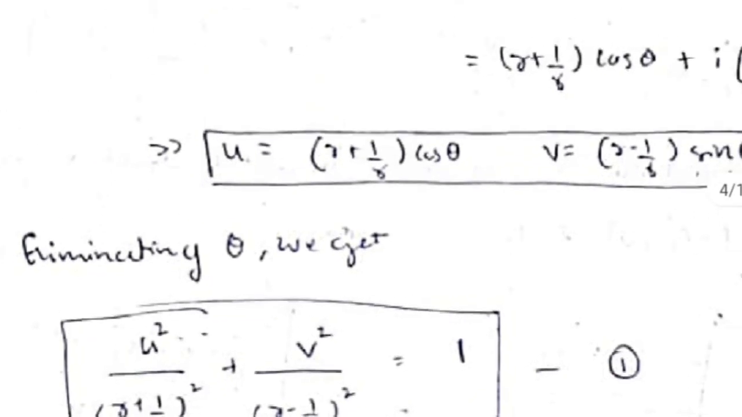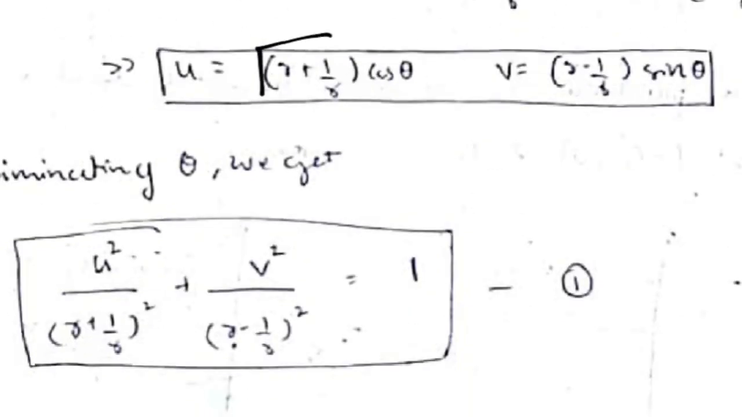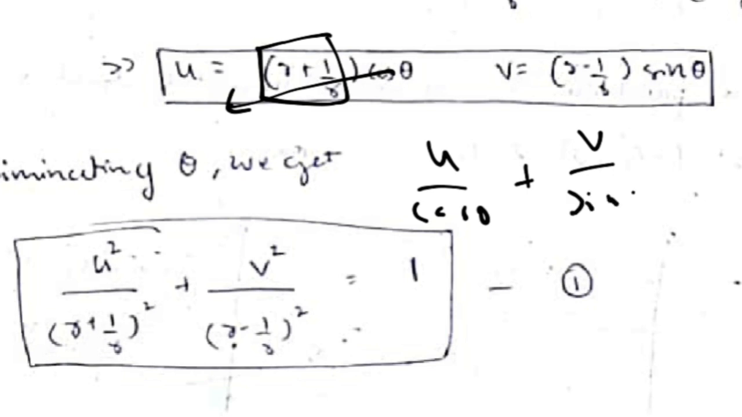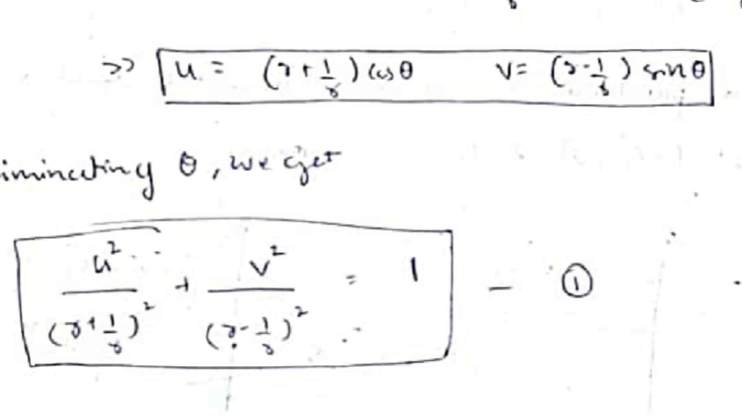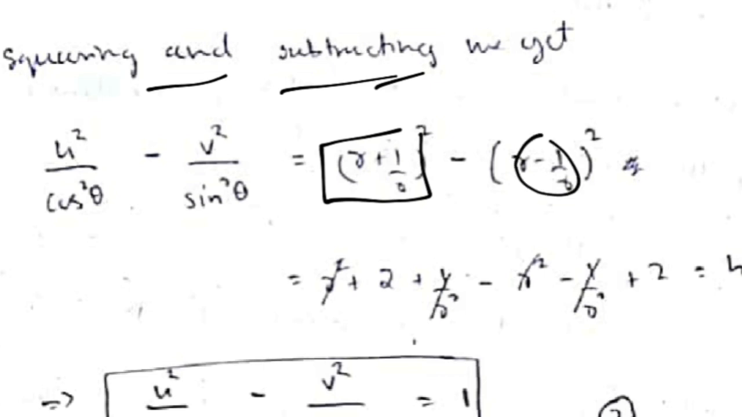In the second equation we have to eliminate r. So what we can do is, we can keep the r terms in the RHS and take the theta term in the LHS. Okay, so you will have u by cos theta and v by sin theta. Okay, that will be squared and subtracted. You have to square and subtract. Okay, when we square and subtract, at that time we will get r plus 1 by r whole square minus r minus 1 by r whole square.